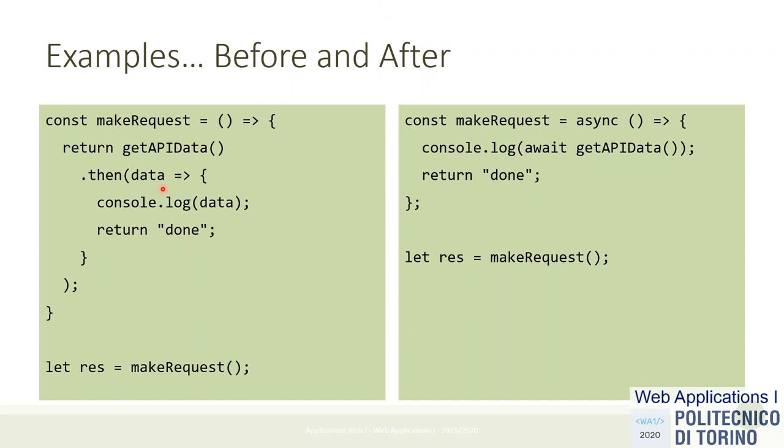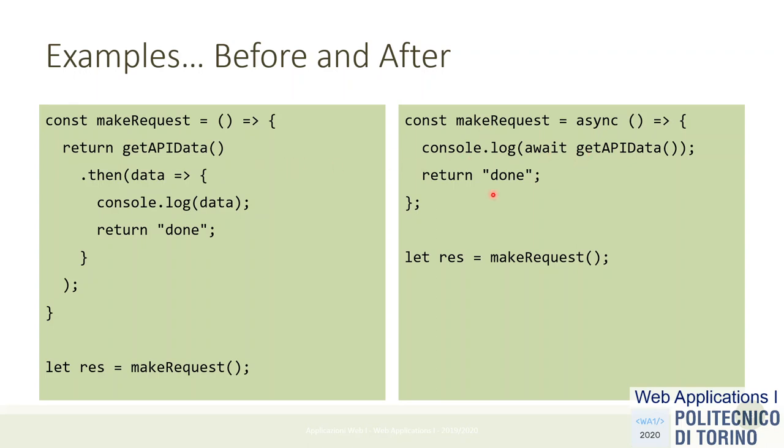So for example, we call the getAPIData function, which is a promise, an asynchronous function, where we imagine we get some data from a remote API, and then we process the data that we receive. The same can be done differently. We know that this function returns a promise, so we can just await it. The two are totally equivalent.